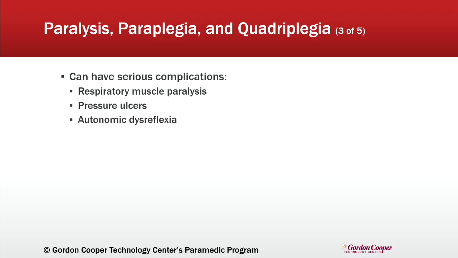Patients with paralysis often face some serious complications. Respiratory muscle paralysis can impair breathing. Pressure ulcers are very common with paralyzed patients because of the extended period of time that they spend either sitting or lying. Frequent position changes are necessary using mechanical devices or caregivers to prevent pressure ulcers.